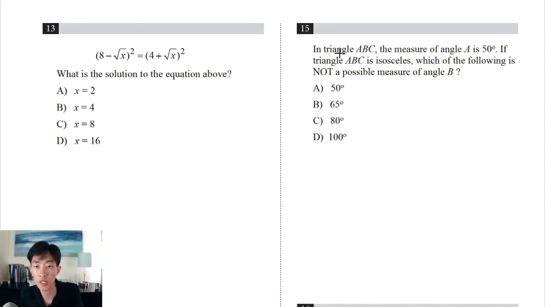Question 15. In triangle ABC, the measure of angle A is 50. If triangle ABC is isosceles, which of the following is not a possible measure of angle B? All right, so an isosceles triangle has 2 angles that are the same. So you want to draw out the 2 possibilities. Either angle A is up here, and that's 50 degrees.